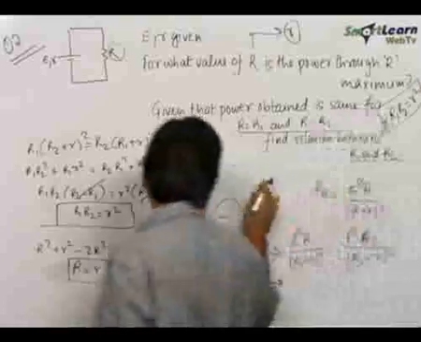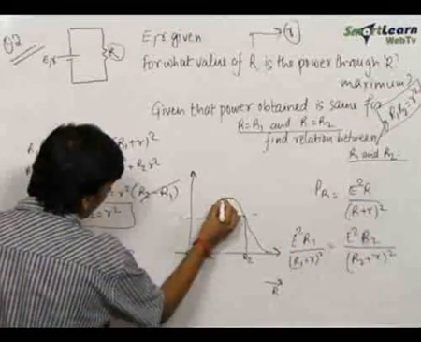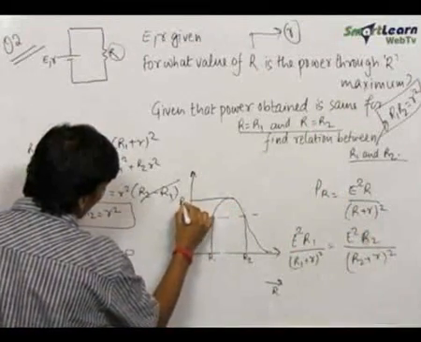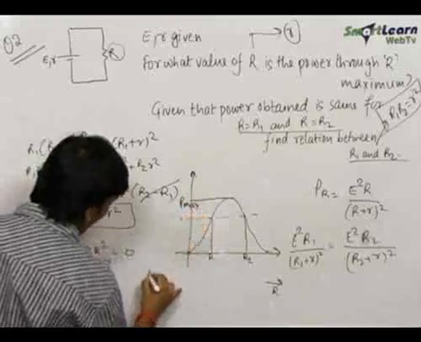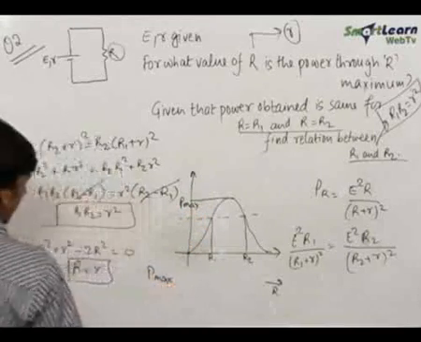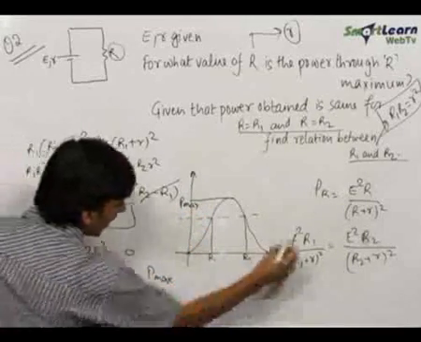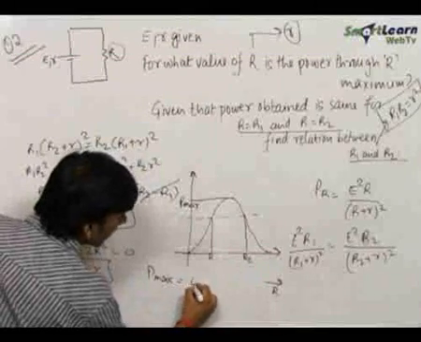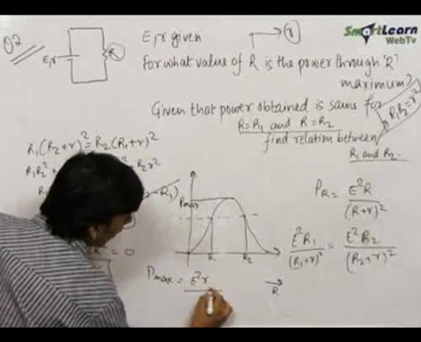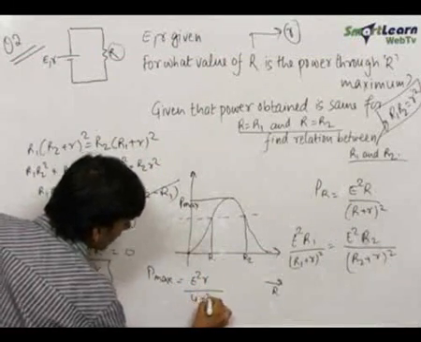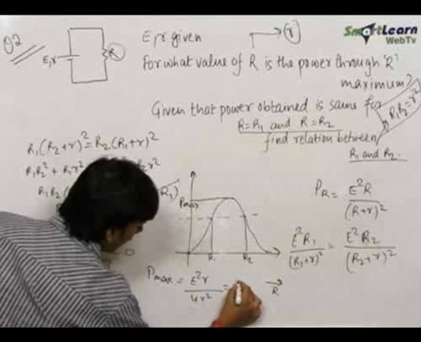Another thing which you should remember is that the value of maximum power P max comes for capital R is equal to small r, and putting capital R is equal to small r over there, we get E square into r upon 4r square, that is equal to E square upon 4r.